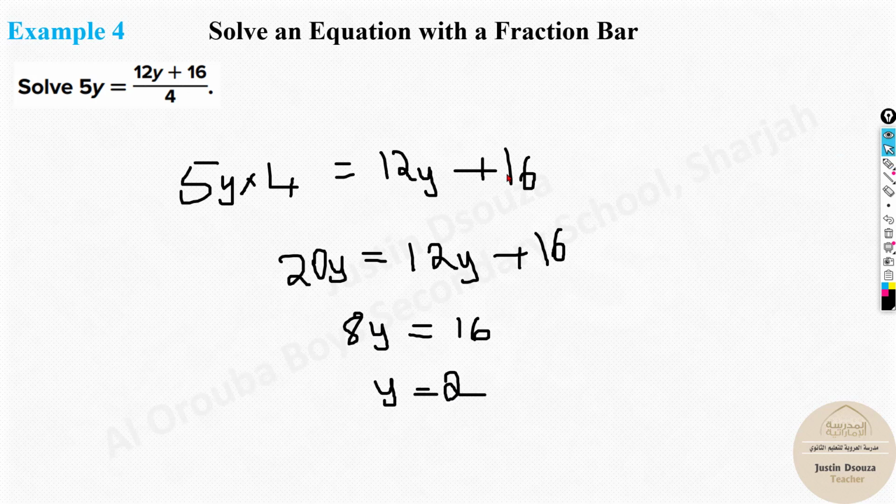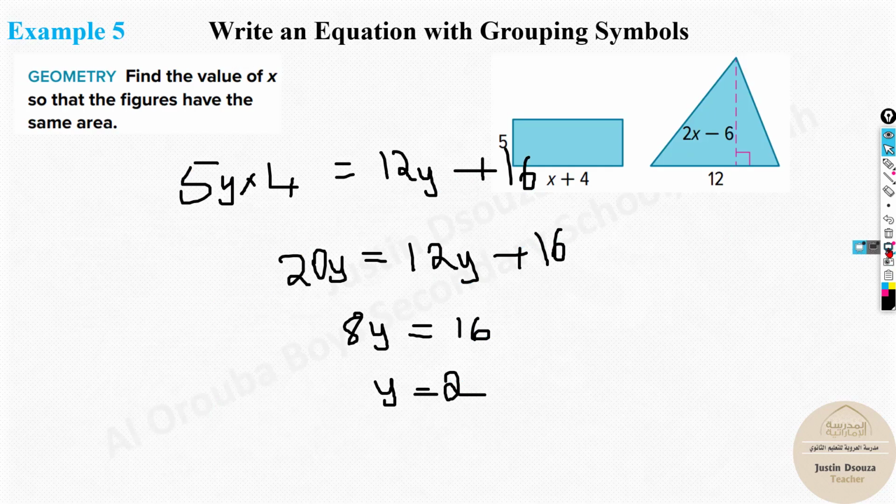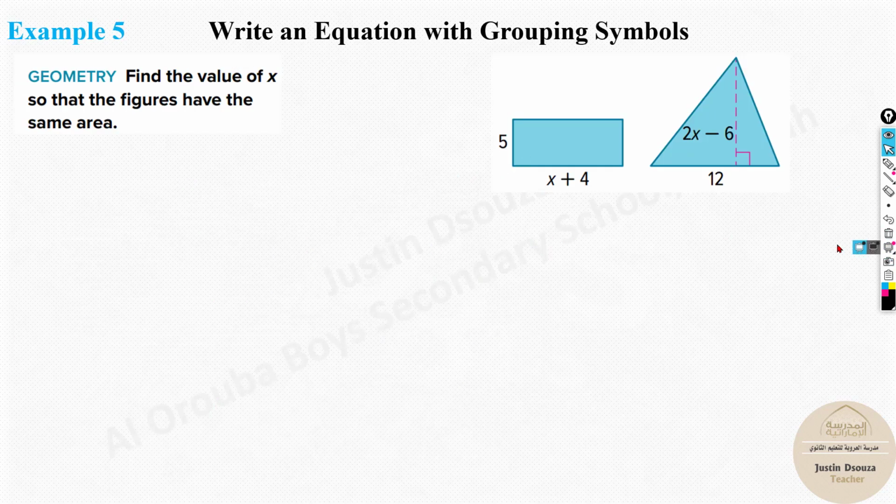The final answer. So ultimately, you can do many steps. I have done it shortly just in 4 steps, but the answer is the same thing. Okay, because this is easy, I'm just skipping through, I'm doing this quickly. Now there are some interesting problems. Find the value of x so that the figure have the same area. Okay, now look at this.